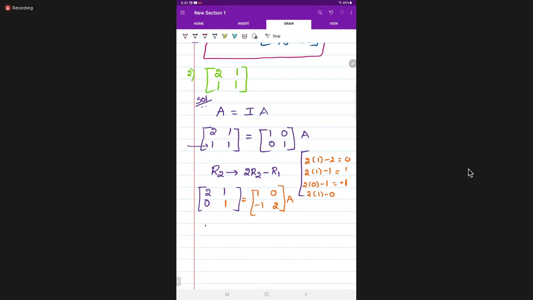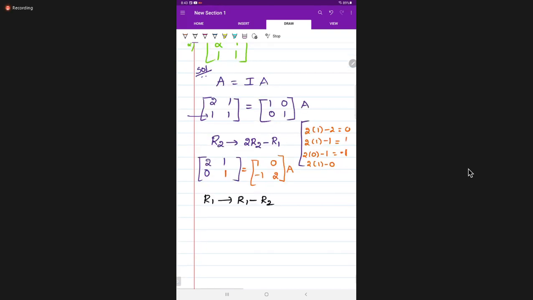Now tell me: R1 implies R1 minus R2, you can write. Very good. Now tell me the answer. 2 minus 0 is 2 only. 1 minus 1 is 0, and 0, 1. Now R1 minus R2: 1 minus of minus 2, this value is minus 2, and minus 1, written as it is, into A.